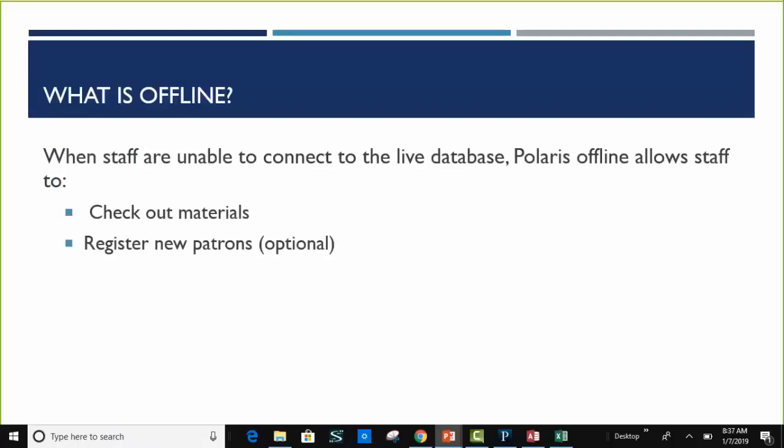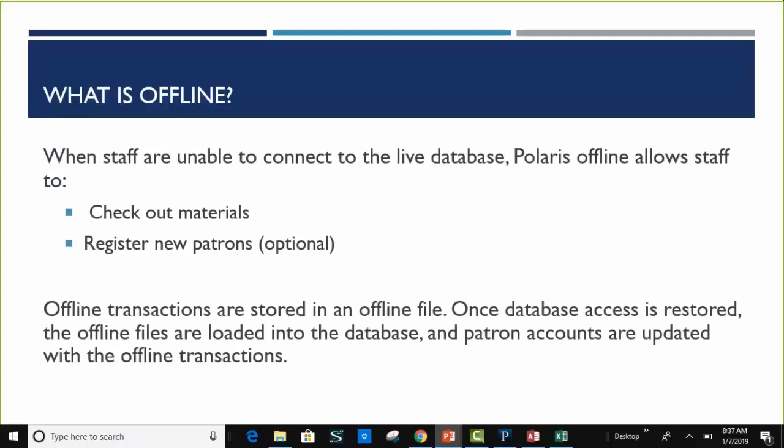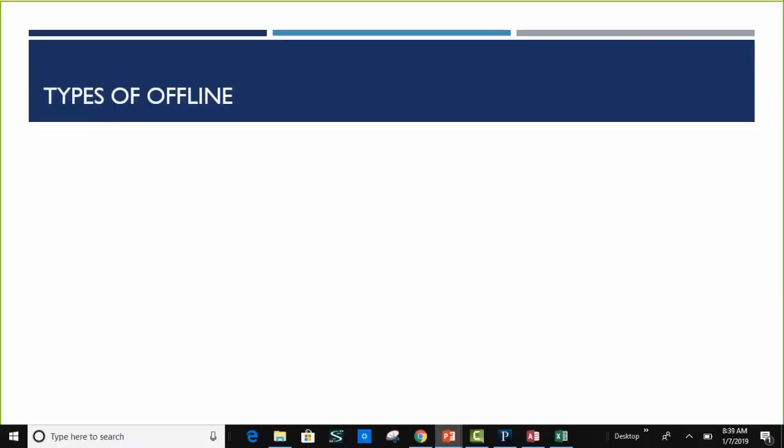Other services, such as placing holds or paying bills, are unavailable when in offline. As checkouts are completed in offline, these transactions are stored in an offline file. When access to the database is restored, these offline files are loaded into the database and patron accounts are updated with the new checkouts. An offline error report is generated for each file so that staff can review transactions that may have resulted in errors or warnings.